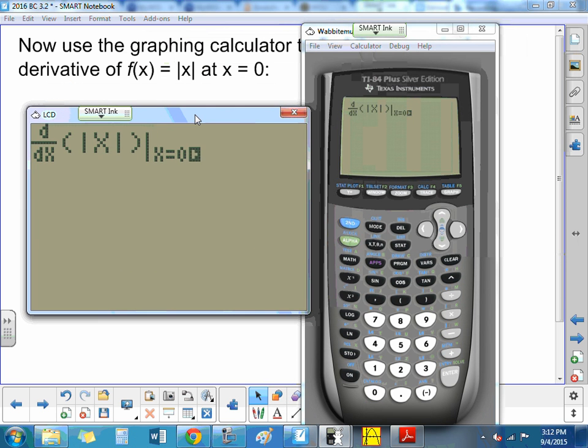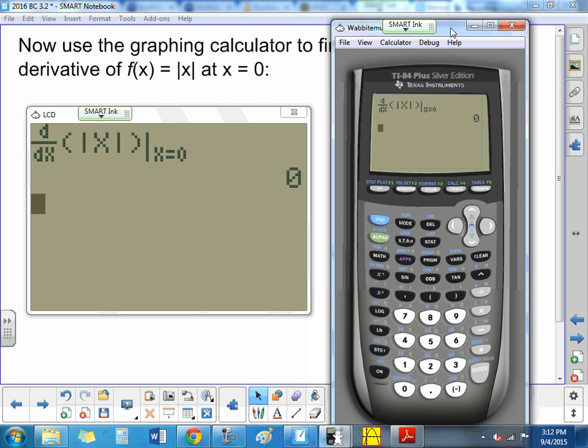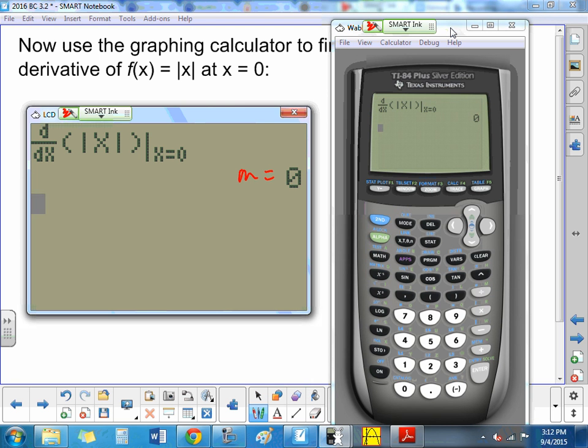We know darn well that this is not supposed to give us an answer. Remember, the graph of absolute value x isn't differentiable at 0. So we would expect the calculator to say, oh, there's no such answer, or error, or something, right? But watch what happens. 0. The calculator thinks the derivative is 0. It thinks there's a slope, tangent line with slope 0 at the origin. That is not the case.